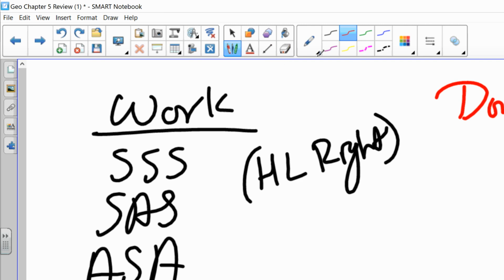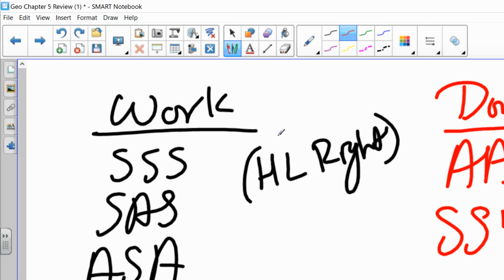Don't work. Is angle, angle, angle, or side, side, angle. Are the ones that don't work. Any questions on this here before we look at the first one?